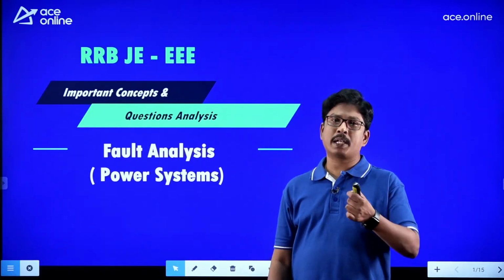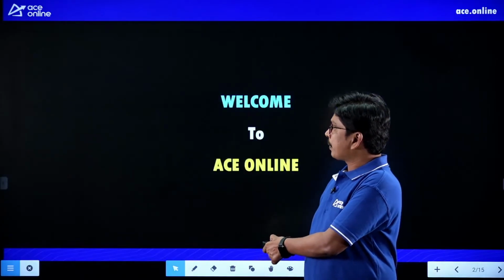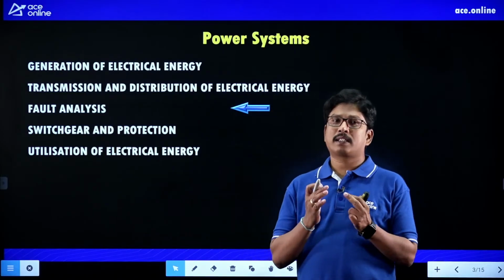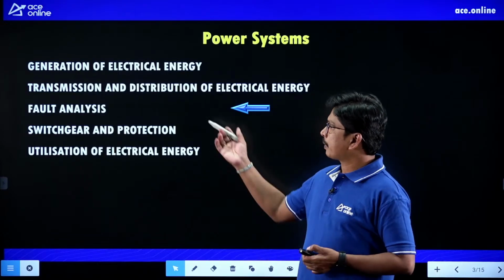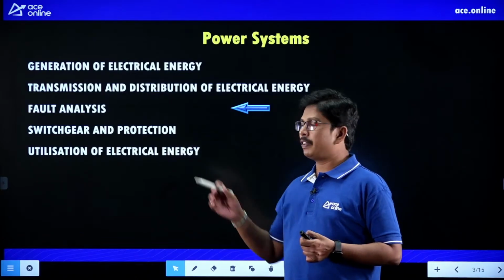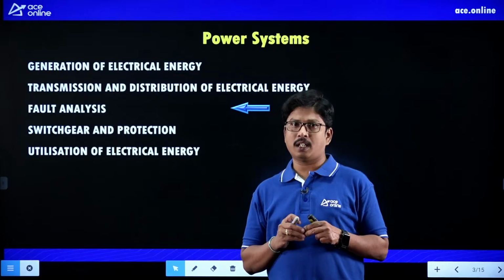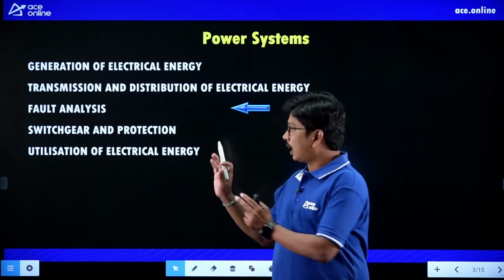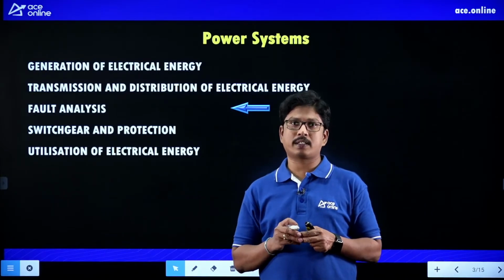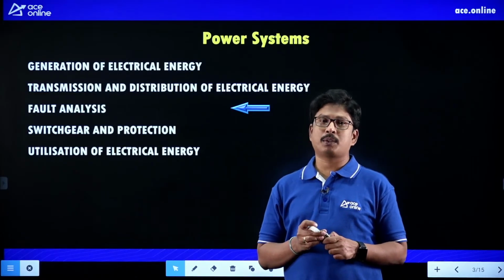So in every competitive exam for electrical engineering students, if you see the syllabus of power system, it consists of generation of electrical energy, transmission and distribution of electrical energy, fault analysis, and switchgear and protection. Along with that, for the RRB JE students, we also have utilization of electrical energy, and in utilization of electrical energy, we have estimation and costing also, right? So this is the syllabus of complete power systems, students.